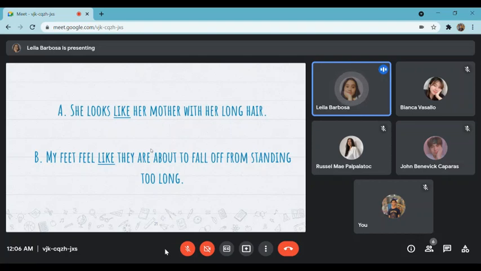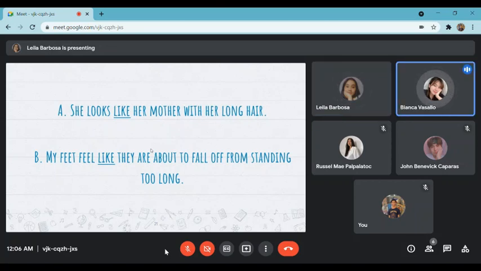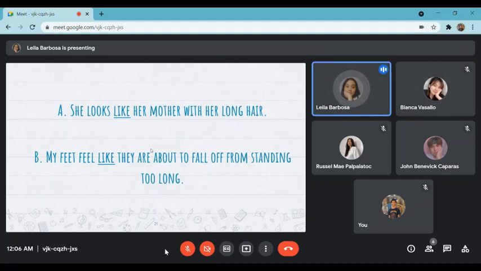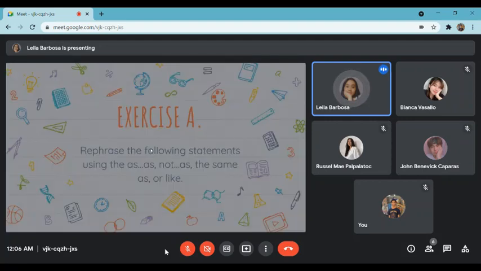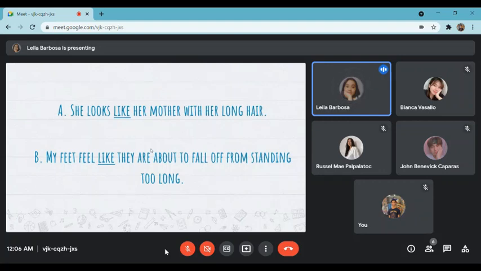So for letter B, who would like to read? Ma'am, yes, Bianca. My feet feel like they are about to fall off from standing too long. Okay, so the verb of the sense that is used in this sentence is feel. So is that clear? Yes, ma'am. So in our last comparative form, it is best that you remember that the word like should be following a verb of the sense. It could be taste, feels, looks. Is that clear? Yes, ma'am.